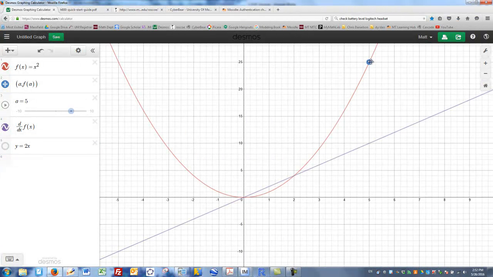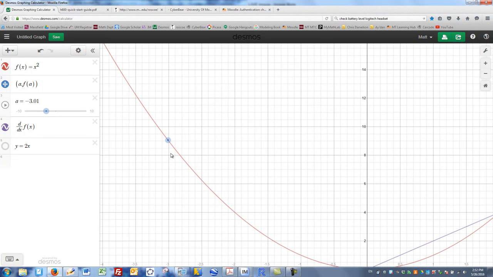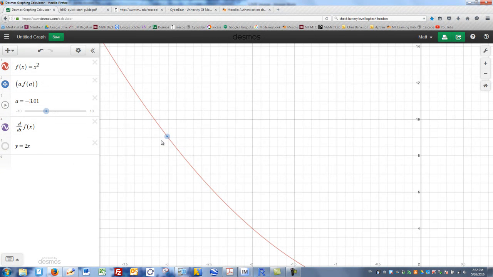So I'll move my point back here to -3-ish. And does it look like that could have a slope of -6? Let's see. So how could I do this quickly? It could be roughly estimated by looking at the slope of the line. Let's put it on 3 though. See if we can get it right on 3.